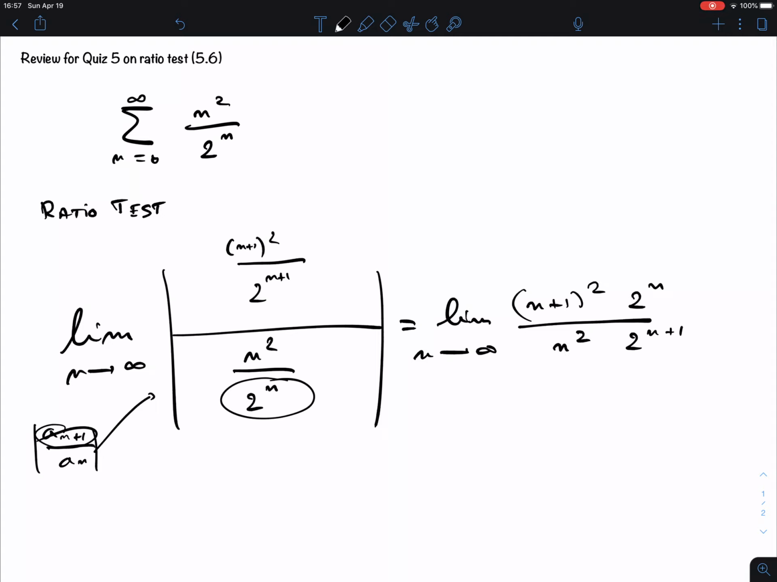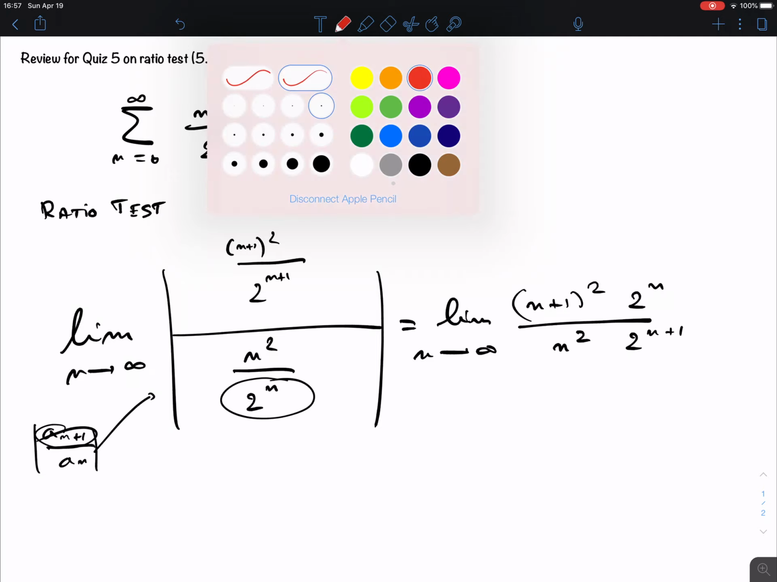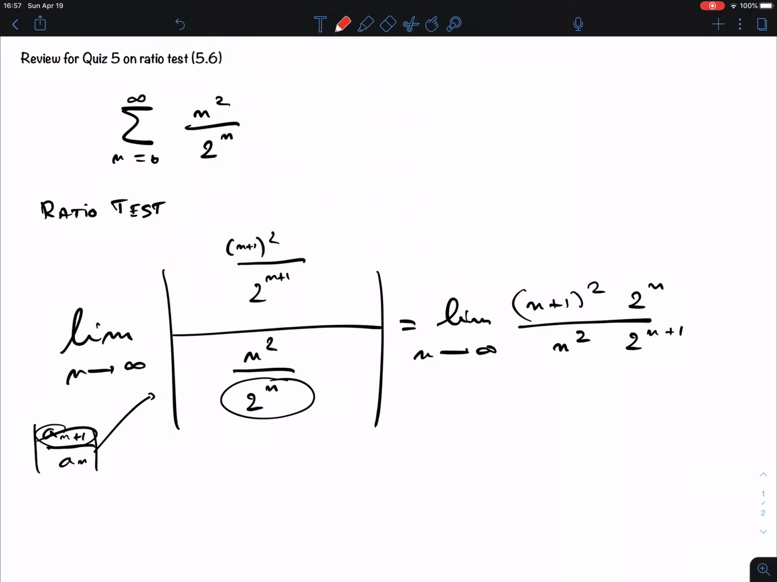And as always, we group them together, right? What I mean with that is on top and bottom are the same expressions, except one has an n and the other one has an n plus 1, depending on where they were. Okay, so that allows us to simplify things. And there are three types of simplifications.